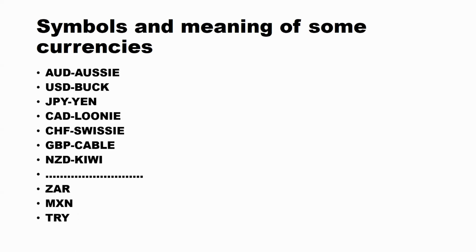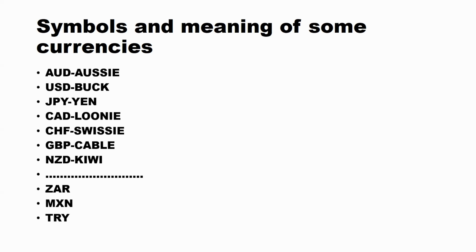We have very many symbols in the market, but these are just the common ones that you could be coming across. We have AUD, which stands for the Australian dollar, or sometimes it is called the Aussie. Then we have the USD, the very common one. It has very many names, but you can call it a buck, right? Then we have the JPY, standing for the Japanese yen. You can just call it the yen. Then we have the CAD, which is the Canadian dollar. Sometimes you can call it the loonie.